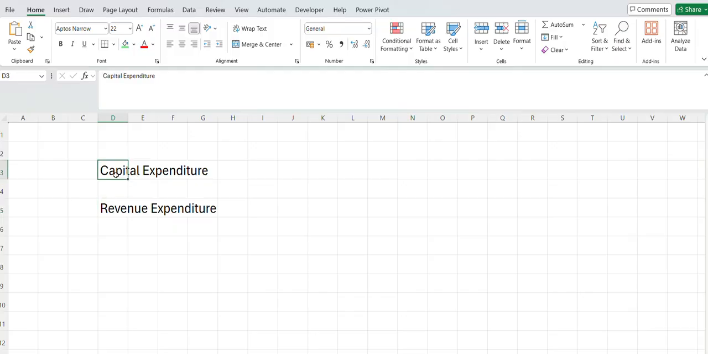All right. So that's how you differentiate these two terms, capital expenditure and revenue expenditure. So capital expenditure will go to the balance sheet under assets, and under the same assets, it will be under non-current assets. And then the revenue expenditure will go under the income statement or the statement of profit and loss.